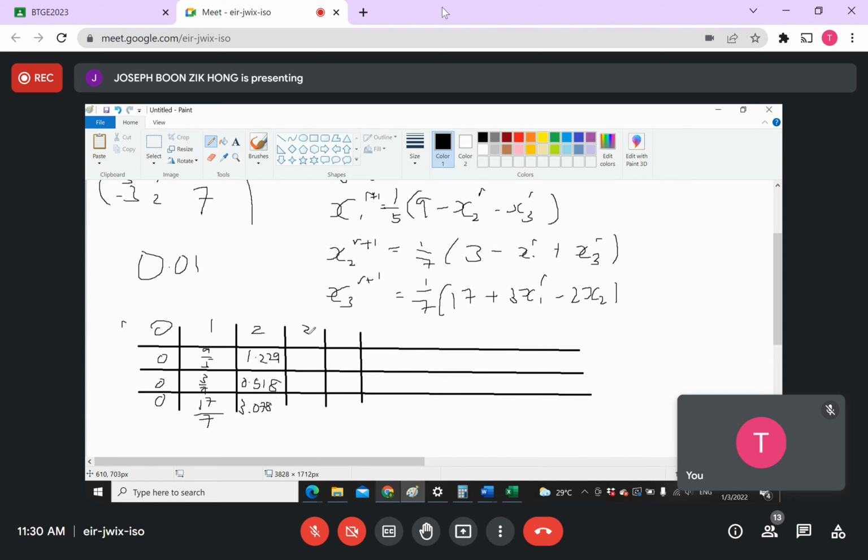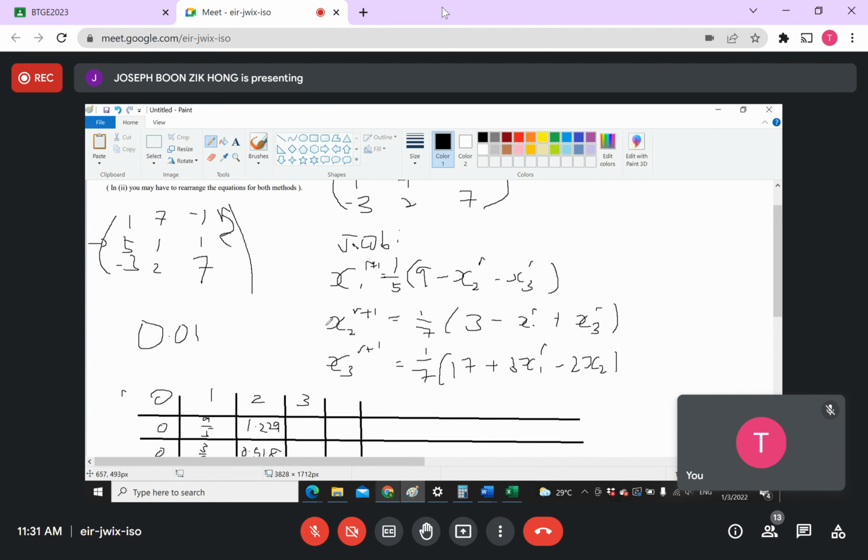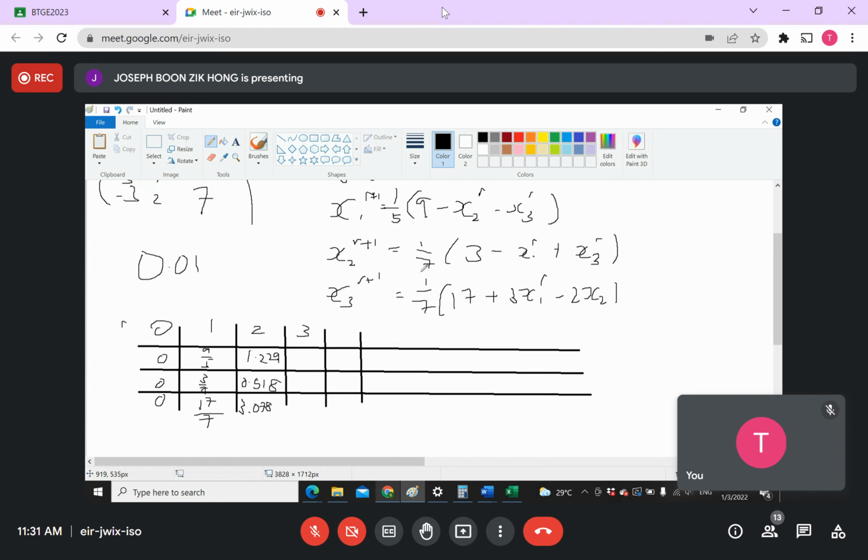Okay, thirdly, so 0.2. You can change this one into the decimal, or you can leave it like this also. I mean this one I change to 0.2, and then 1 over 7 also change it to decimal, something like that. Okay, up to you. 9 minus 0.518 minus 3.078 gives 1.081.